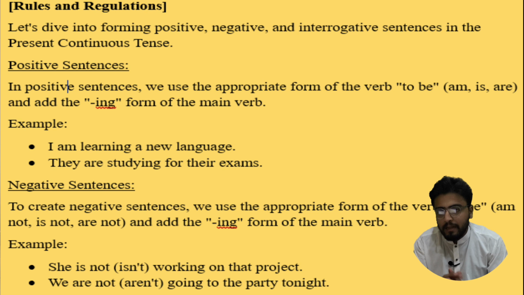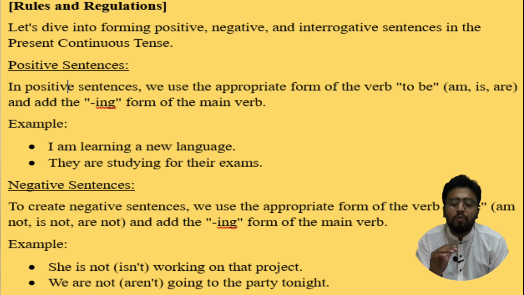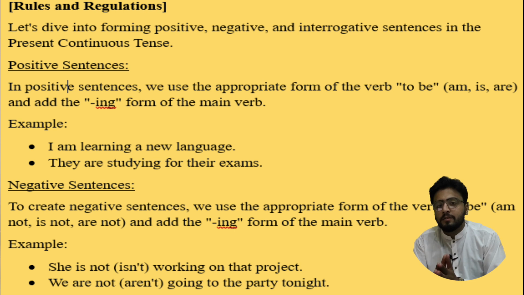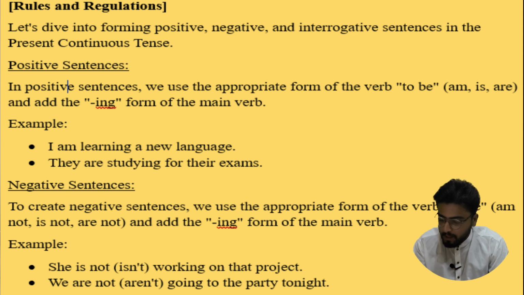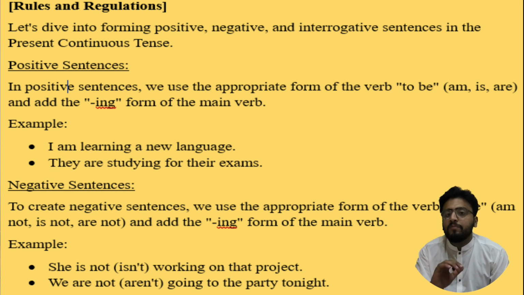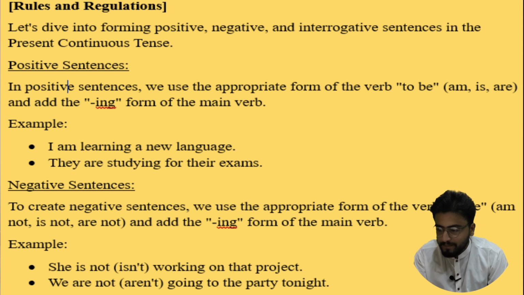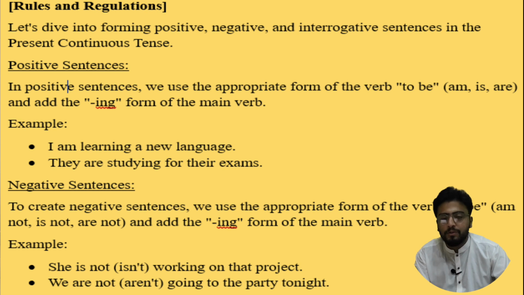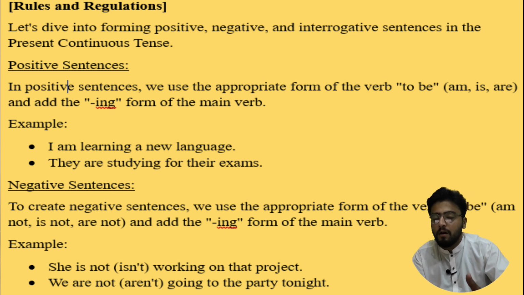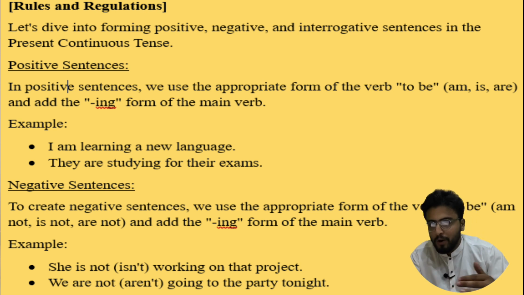Rules and regulations. Let's delve into rules and regulations, that is, how positive, negative, or interrogative sentences are formed in present continuous tense. First of all, having a look at positive sentences, we can see in positive sentences we use the appropriate form of verb to be, and that in present continuous is the be form. I already told you the be form is am, is, and are, and we use it appropriately according to the subject of our sentence.